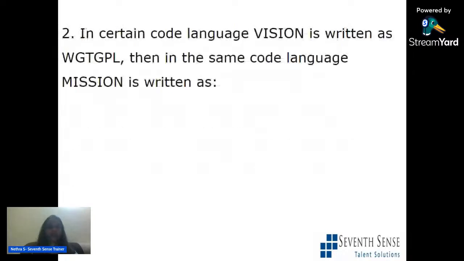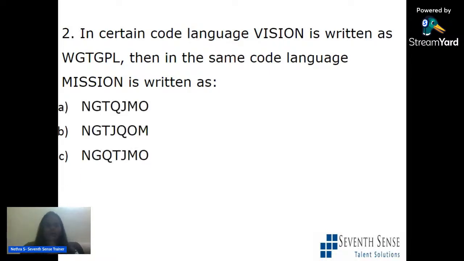On the screen you can see the next question. In a certain code language, vision is written as WGTGPL. Then in the same code language, mission is written as. You have to find out how they have coded. Here are your options. Analyze the question and try to answer this coding and decoding question.